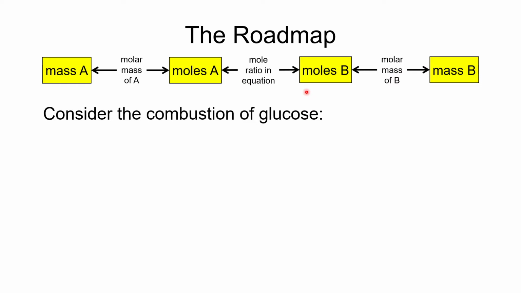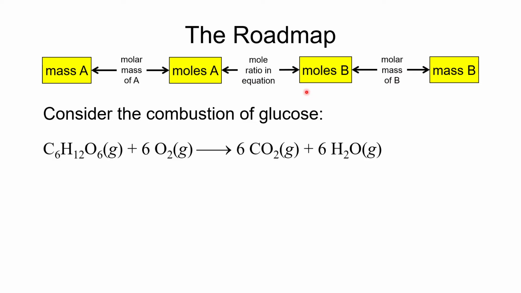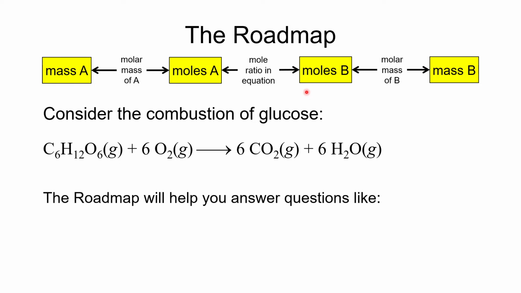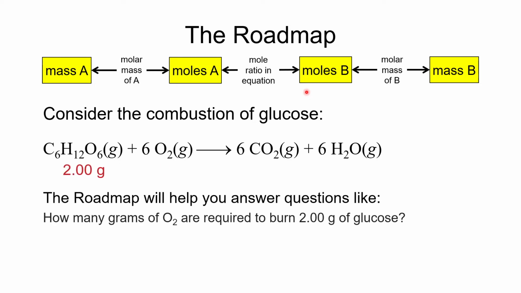So let's consider this particular reaction where we've got the combustion of glucose. So we've got C6H12O6, and we burn it in oxygen. And since this is a combustion problem, we will convert it into carbon dioxide and water. Well, the roadmap can help us answer questions like this. How many grams of oxygen are required to burn 2.00 grams of glucose? So if we know how many grams of this we have, we can figure out how many grams of the oxygen we're going to need.